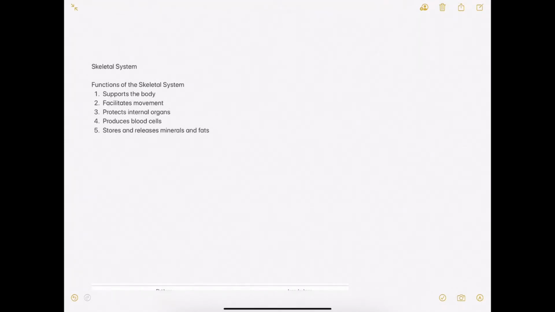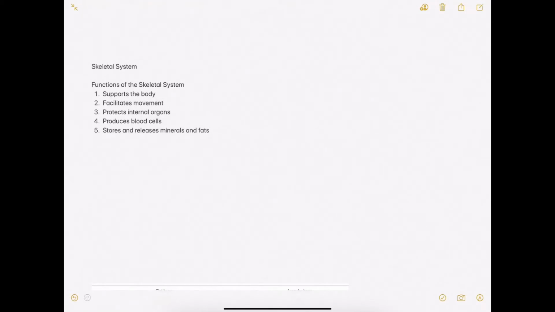So the first thing that we want to talk about again is the function of the skeletal system as a whole. As listed in the textbook, the 5 critical functions of the skeletal system are to support the body, facilitate movement, protect internal organs, produce blood cells, and store and release minerals and fats. So we're going to go over each one more specifically.